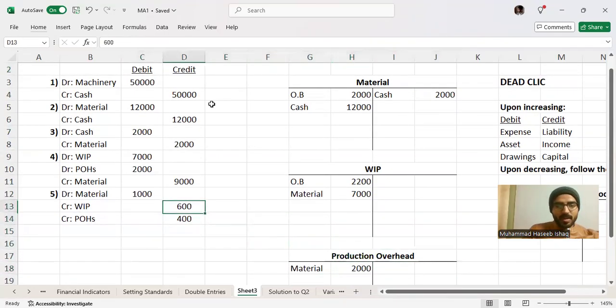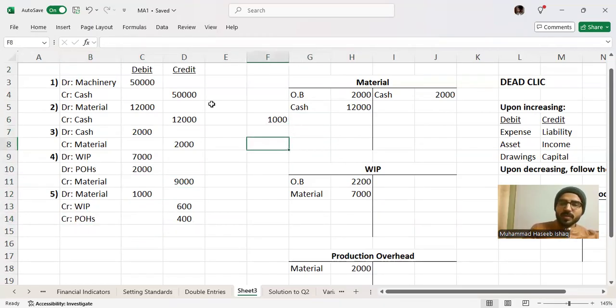So we are going to now just post this entry to the T account. So we have to debit the material by 1000. And how are we going to debit it? Because now there's a problem. I told you that you have to write the name of the other account that is being credited. So now the problem is that there are two accounts that are being credited. So how do we write this transaction in here?